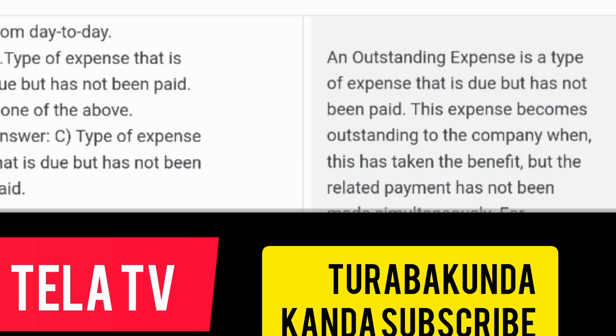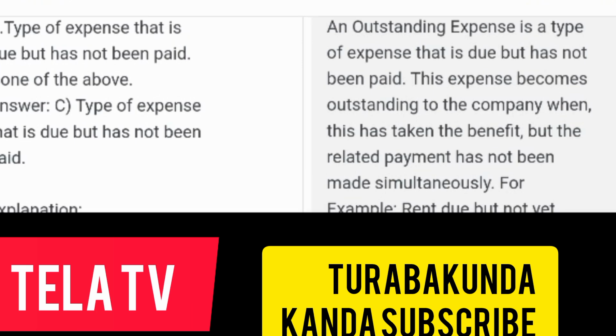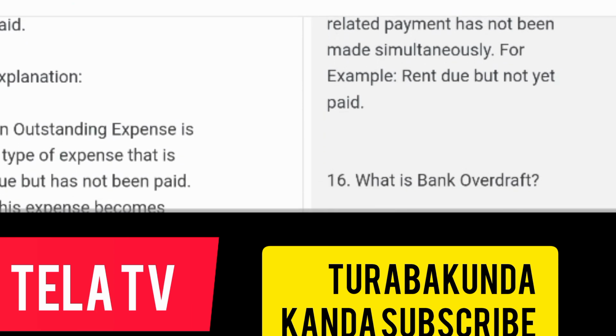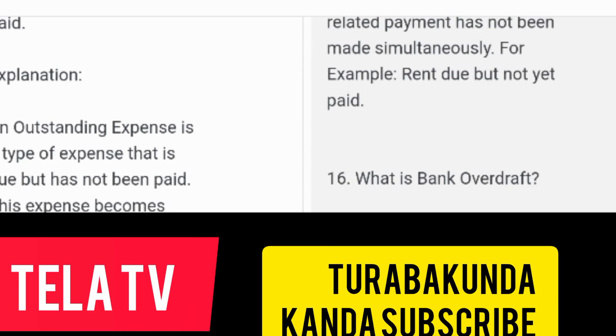Explanation. An outstanding expense is a type of expense that is due but has not been paid. This expense becomes outstanding to the company when it has taken the benefit, but the related payment has not been made simultaneously. For example, rent due but not yet paid.